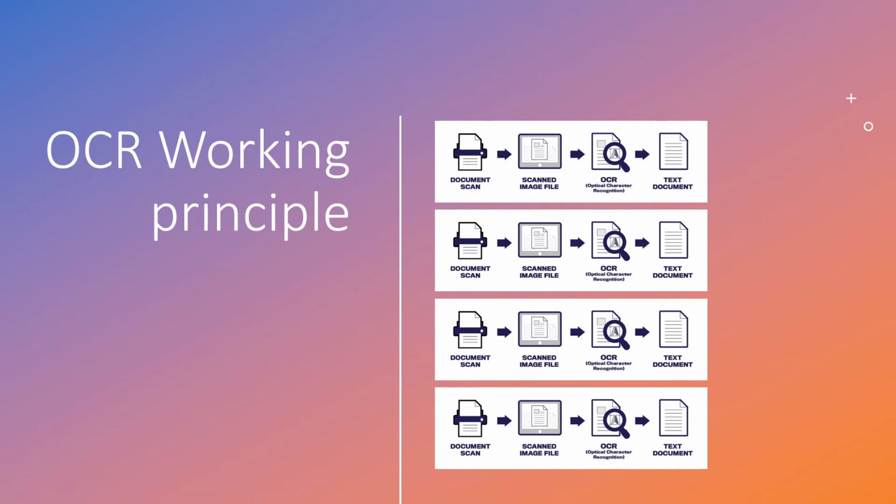The next one is feature detection. This is a more sophisticated method, where it breaks down the characters into features such as lines, loops, and intersections. Based on that, it tries to recognize the characters. So this type is helpful even in recognizing handwritten text.